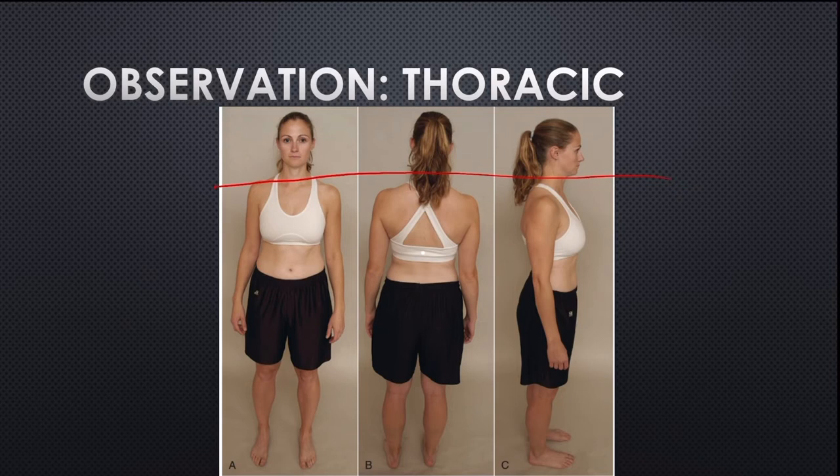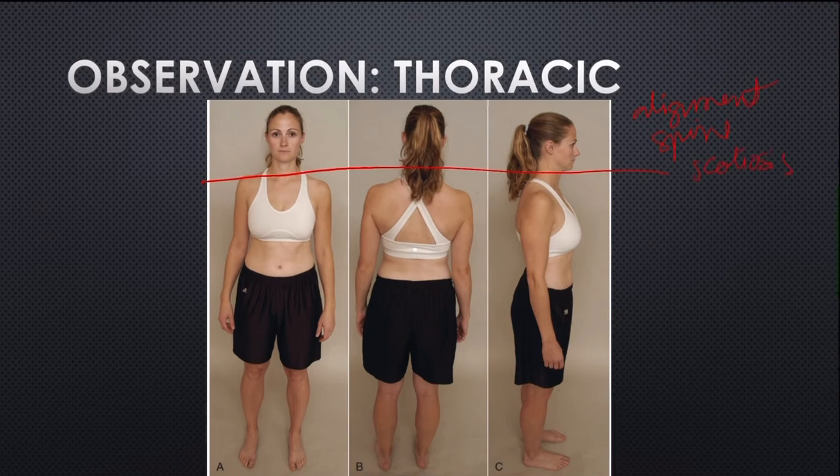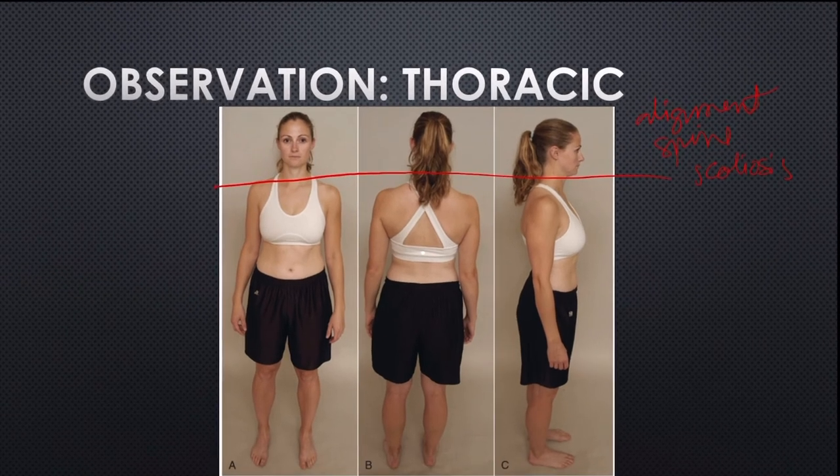Okay. For anterior and posterior, the highlight for looking in this plane is your what? Alignment of the spine. Because in a diagnosis we call scoliosis, there is an imbalance of the alignment. It could either be shaped like this, or shaped like that. Okay, so you should check that.